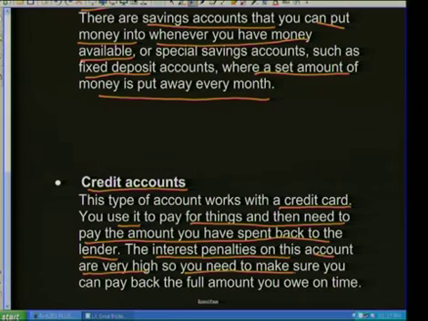So you need to make sure that you can pay back the full amount that you owe on time. Otherwise, you end up paying way more interest than you need to. So with a credit card, you actually need to be very disciplined. And if you don't have that kind of discipline, then don't have a credit card. It's very easy to get into trouble with a credit card.